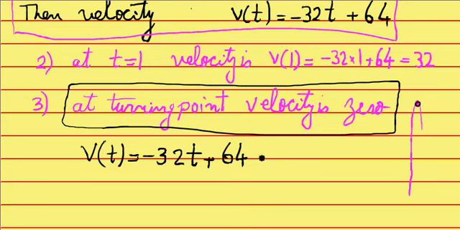Velocity is supposed to become 0. Well, you solve that. What do you get? t becomes 64 over 32. t becomes 2 seconds. It takes 2 seconds for this ball to reach the highest point. Okay, so we make a note of this.